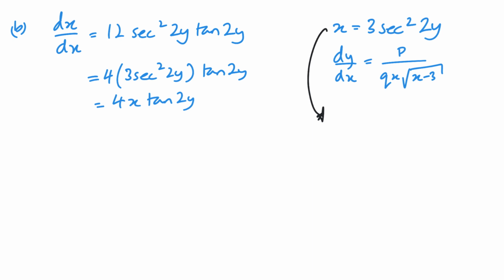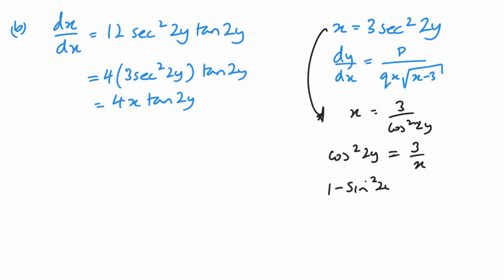Now, from this one, we've got x equals 3 sec squared 2y. Sec squared is 1 over cos squared. So this is going to be the same as x equals 3 over cos squared 2y. So cos squared 2y is equal to 3 over x. Now that means that since cos squared is equal to 1 minus sine squared, 1 minus sine squared 2y is equal to 3 over x as well, or sine squared 2y is equal to 1 minus 3 over x.